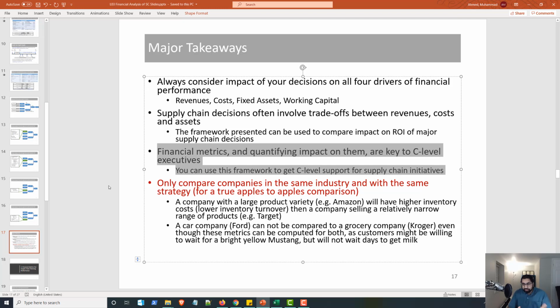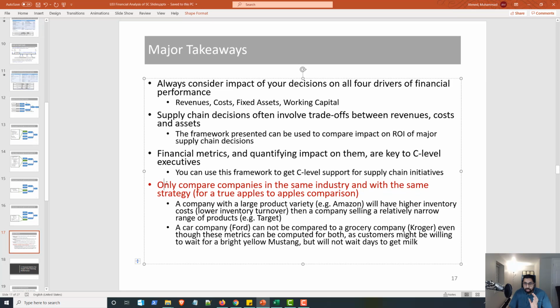If you're evaluating different companies, you're comparing different companies, make sure you compare companies in the same industry and companies which have the same strategy. Now that is a little bit flexible. No two companies may have exactly the same strategy, but broadly they should have the same strategy in terms of serving the same market. Okay, why? A company with a large product variety. Think of Amazon. They sell almost everything under the sun, right? So Amazon has a huge product variety. Amazon, that means they're going to end up having high inventory costs and low inventory turnover.